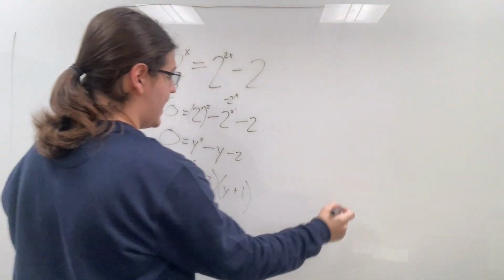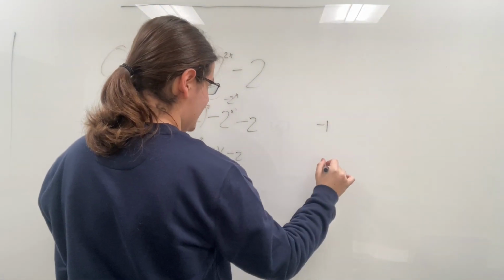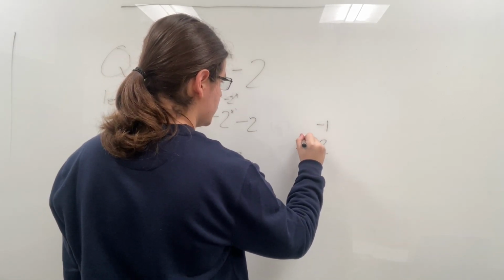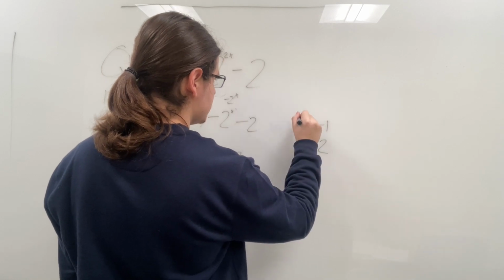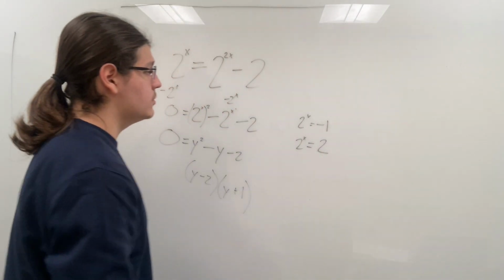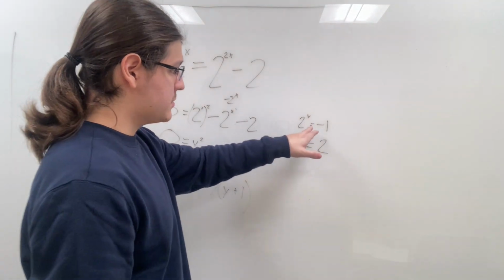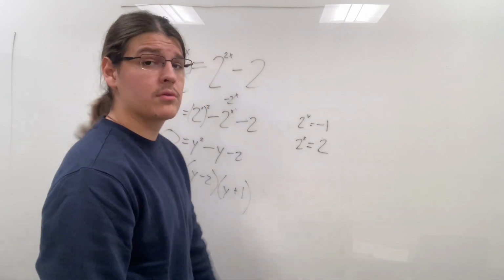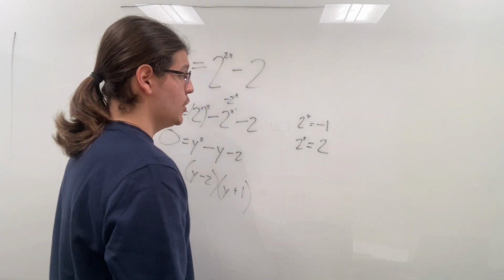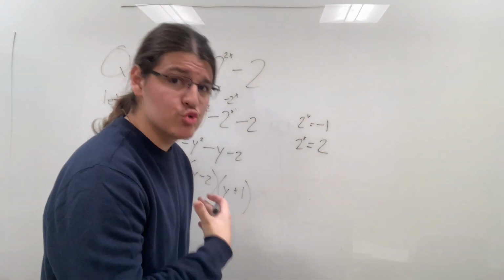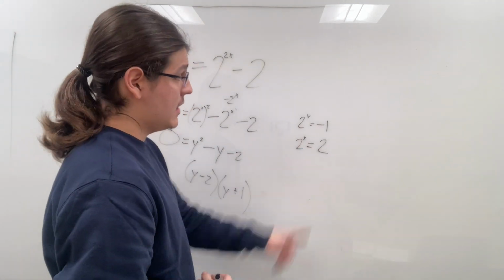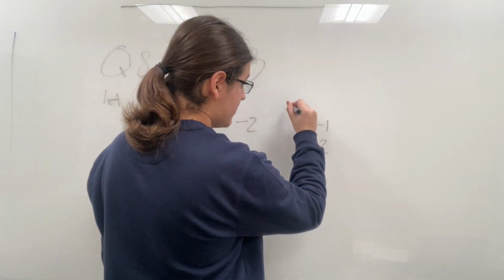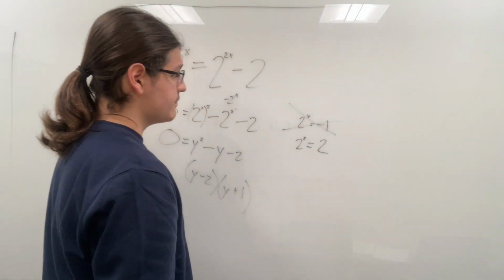We had our solutions, negative 1 and 2, now equal to 2 to the x. So 2 to the power of x is equal to negative 1. Do we have a solution? You might think it is 0, but it is not. When we have a positive number raised to any power, the result will never be negative. So there is no solution here.